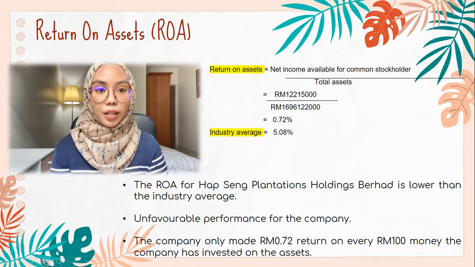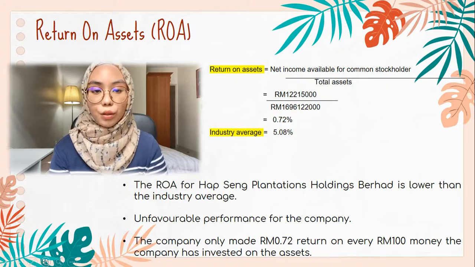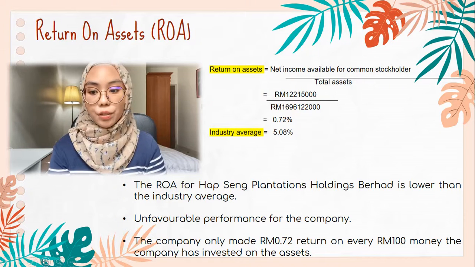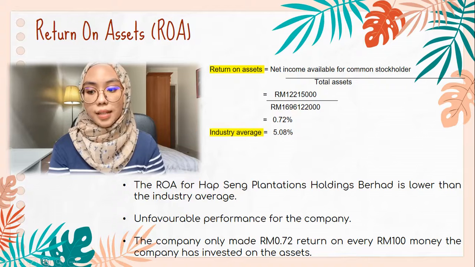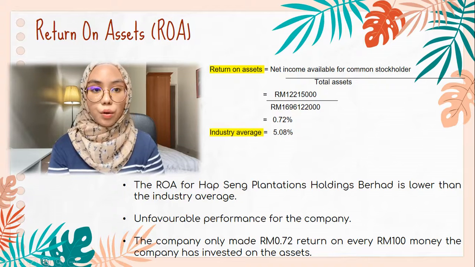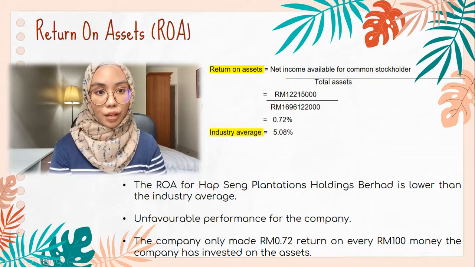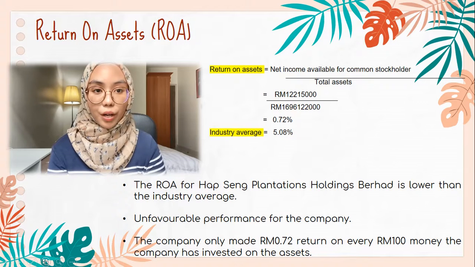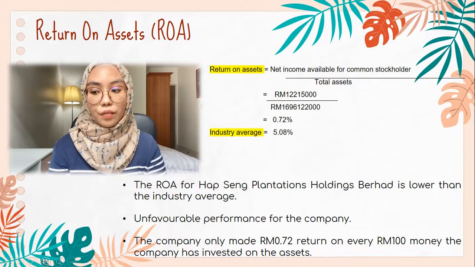The formula to calculate return on assets is by dividing the net income by the total assets. The net income for Hap Seng Plantations Holding Berhad is Ringgit Malaysia 122,150,000 and the total assets is Ringgit Malaysia 169,612,000. Hence, the return on assets for Hap Seng Plantations Holding Berhad is equal to 0.72%.